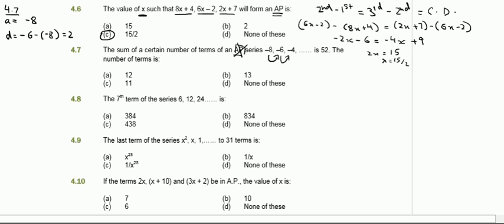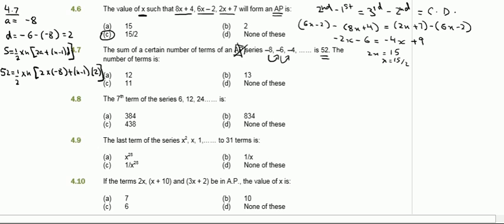and we know that the sum is equivalent to 52. So we know that S or sum is equal to half into n into 2a plus n minus 1 into d. Sum is 52, so 52 is equivalent to half into n into 2a. A is minus 8, so it will be 2 into minus 8 plus n minus 1 into d, and d is 2.